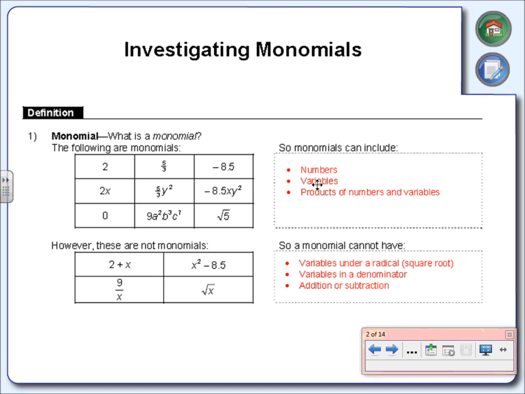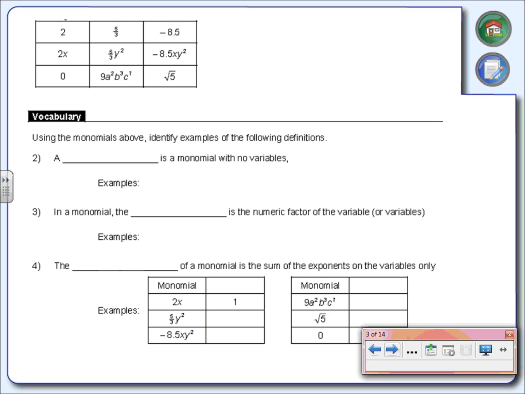All right, so now we're going to start looking at some operations with these monomials. But before we do that, we got a couple of vocabulary words that we need to make sure we're familiar with. It says, using these monomials above, identify examples of the following definitions. So here's the first one. A blank is a monomial with no variables. Anybody remember that from Algebra 1? What do we call a monomial with no variables?